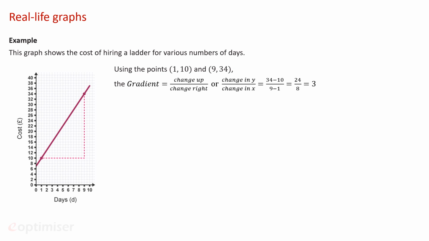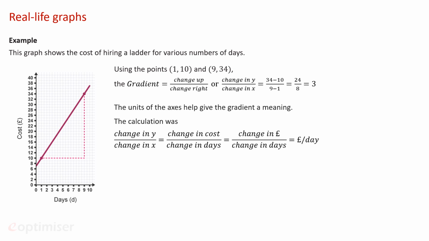In this case, we are taking 2 points, 1, 10. The other point is 9, 34. By using these 2 points, we can find the gradient. So gradient is equal to change in y over change in x. That is 34 minus 10 over 9 minus 1. Therefore, the gradient is 3. So this will give us the pounds per day. That is the y-axis is the pounds. Then the x-axis is the days. So the gradient gives us the day rate. That is 3 pounds per day.